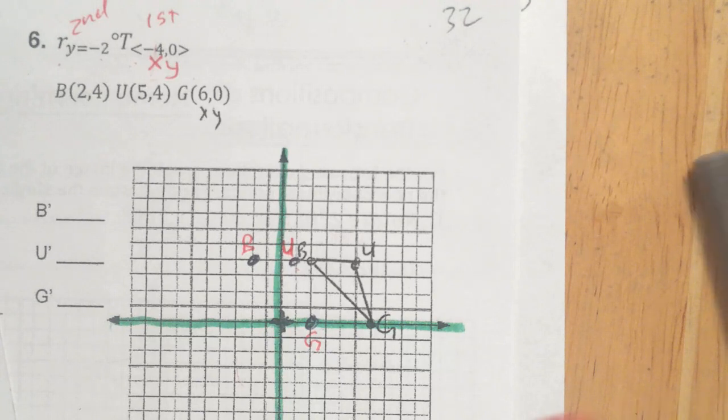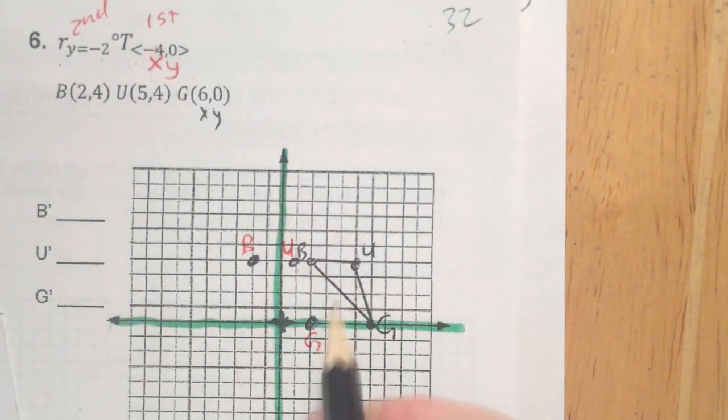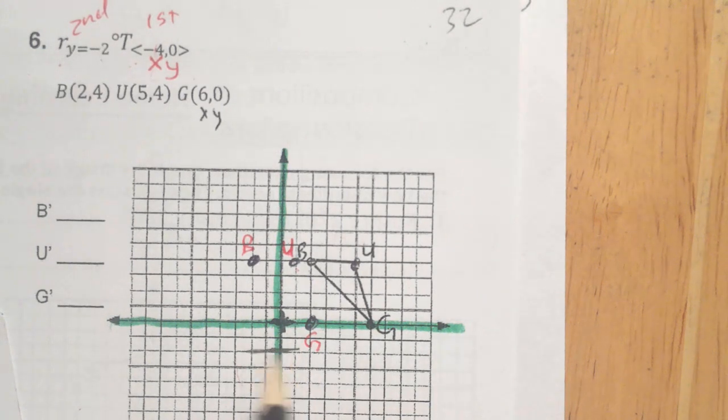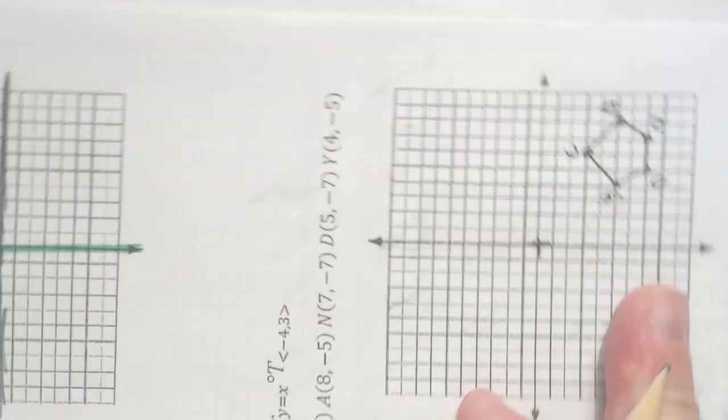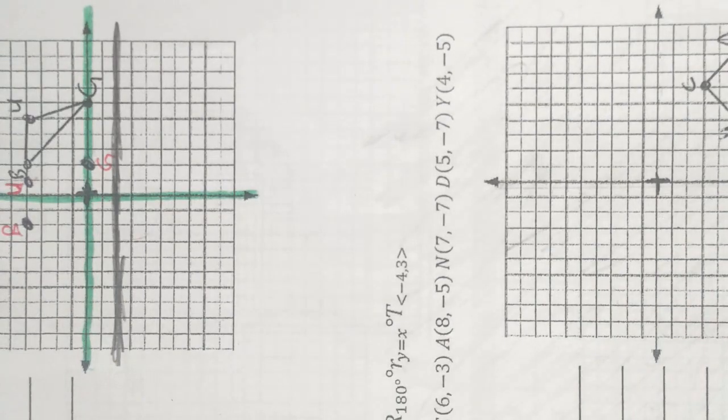Okay, so now what we're going to do is reflect over y equals -2. So I'm going to take my pencil. Here's the y-axis. Here's -2. I'm going to reflect over my pencil. I'm going to rotate that until it is vertical to me, and I'm going to reflect each point.